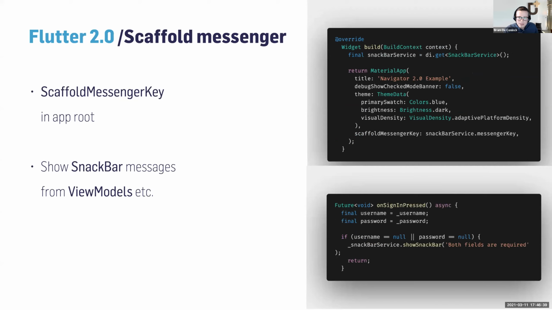Well, in your root app, so in my case, in the root of your project, the MaterialApp, we have to add the scaffold messenger key. And then in the function that you already saw before, the one in the login view model, we just have to call snackbarService.showSnackbar. And that's it. Now there's no more logic inside of the view, which is really nice.